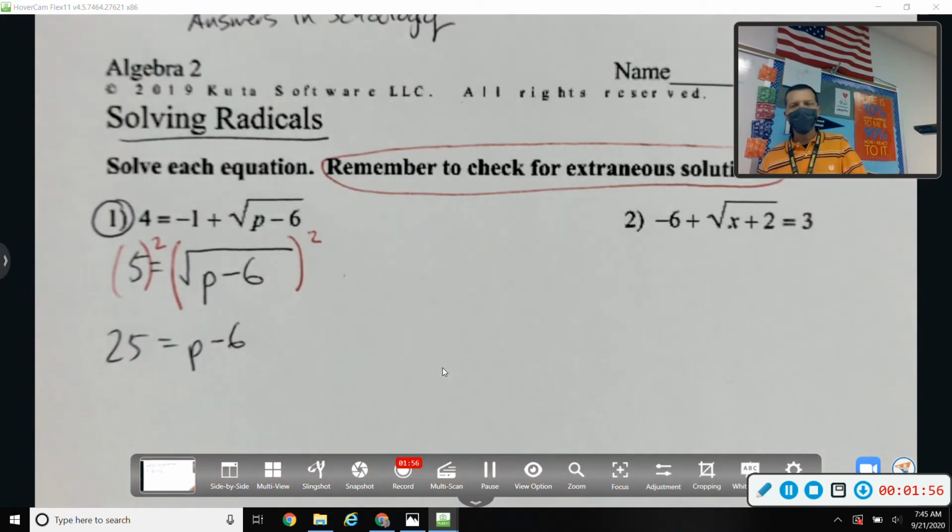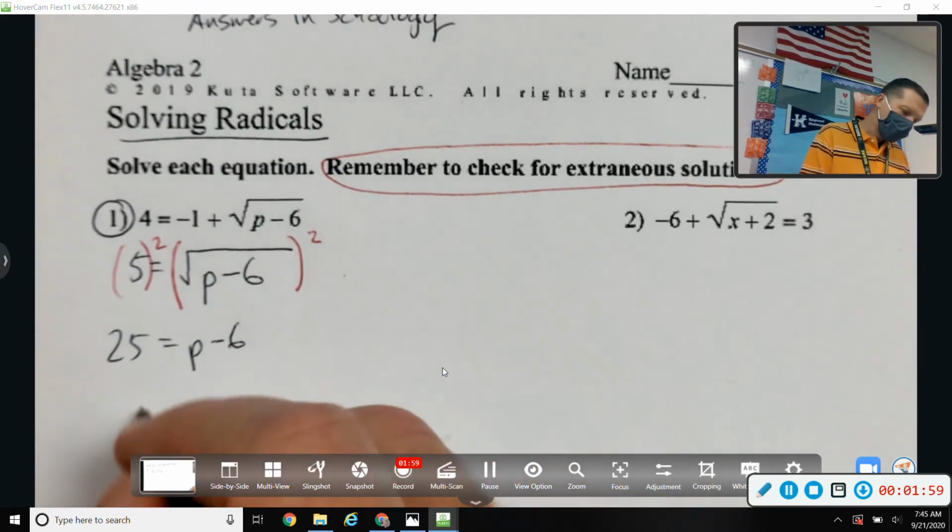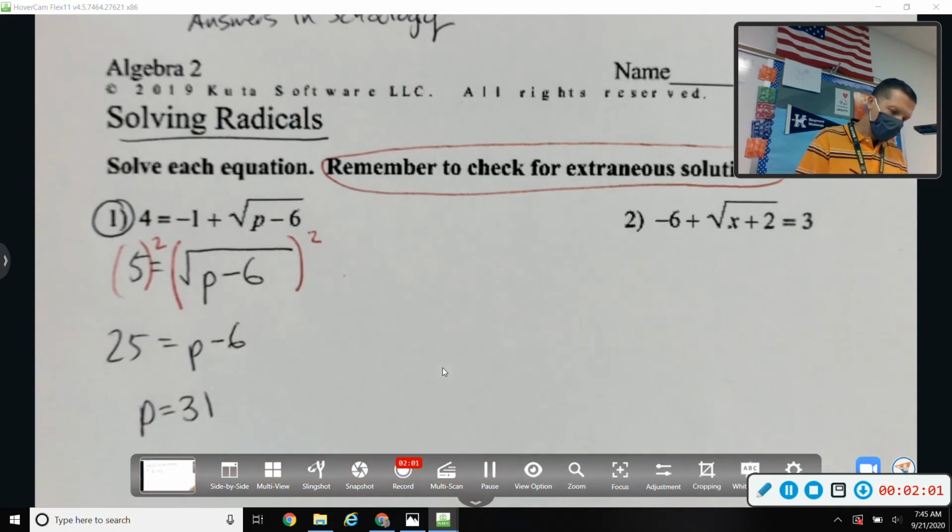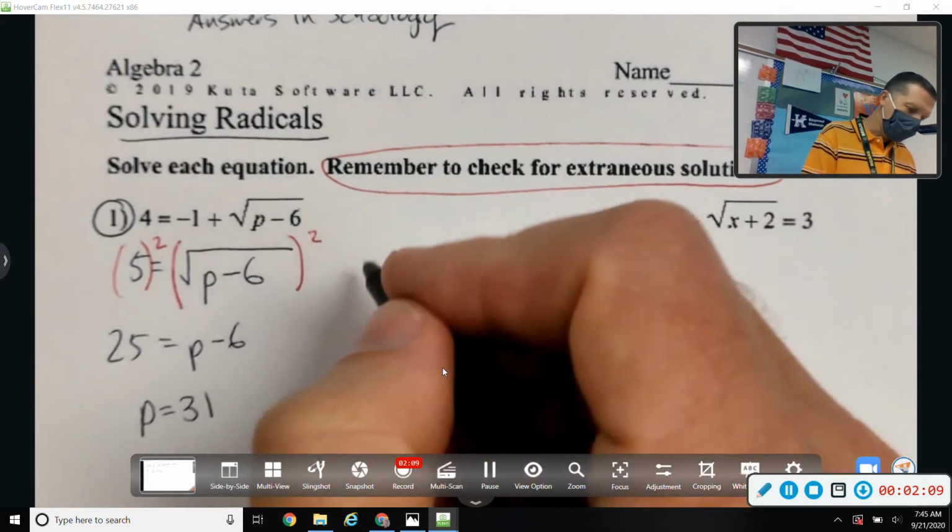So 25 equals p minus 6. Well, this problem just got pretty easy. Add 6 to both sides. P equals 31. Careful. Got to check for extraneous solution. So before you box it, we got to check it and see that nothing crazy happened.